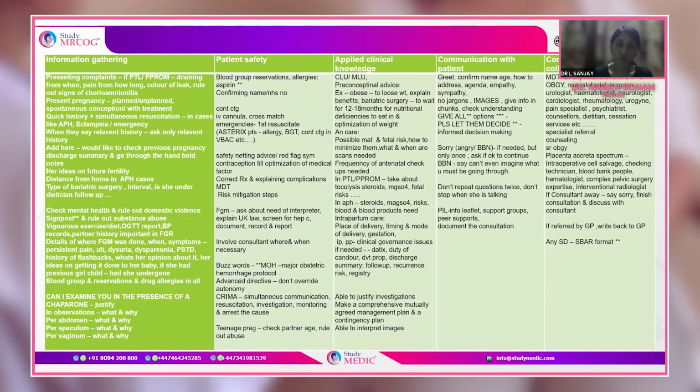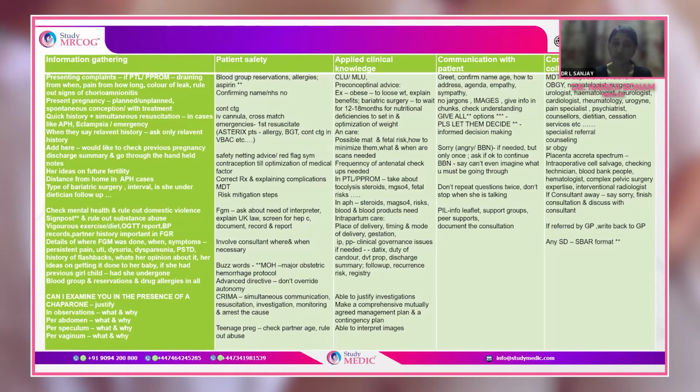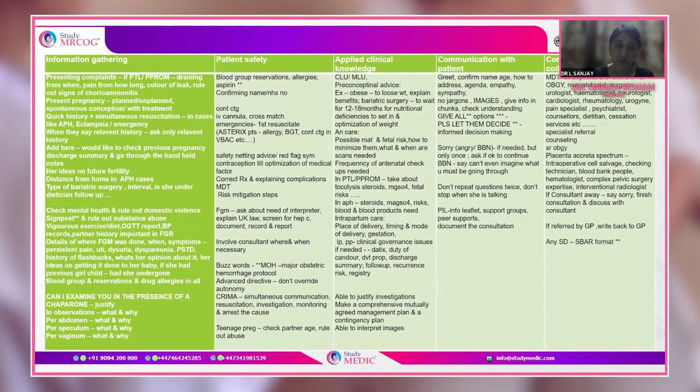And then when you want to do a per abdominal examination, say if you're suspecting abruption, you have to say that I want to do a per abdominal examination to see if she has any uterine tenderness, to look for the height of the uterus, to see if it is contracting or not, to check for the fetal heart rate. With that, you have to talk.